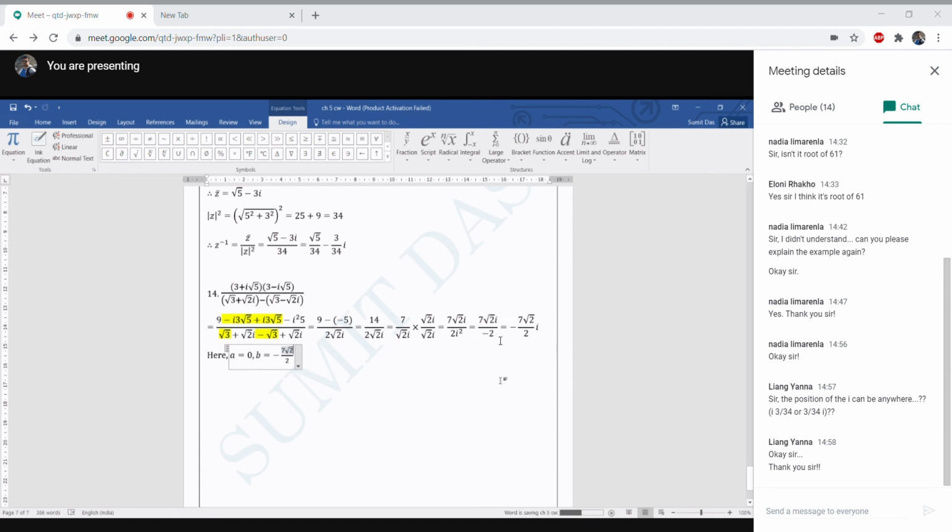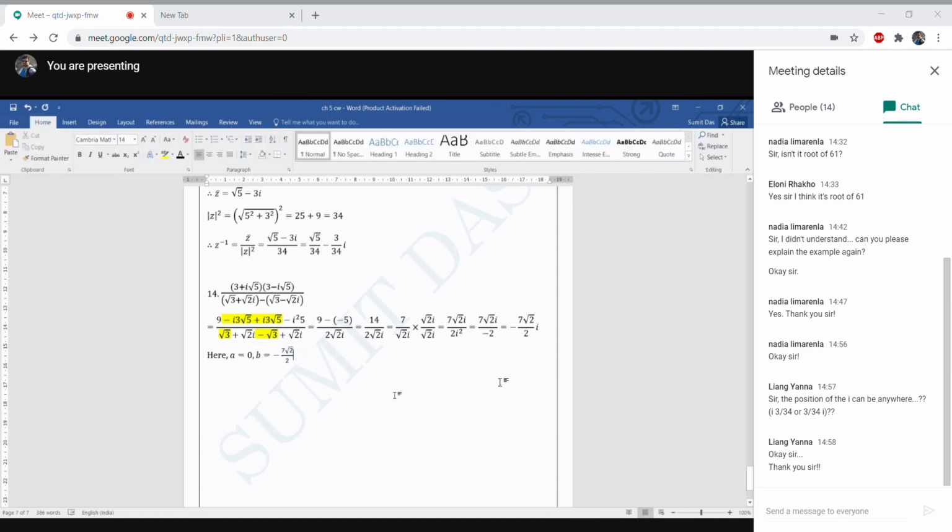Because we were asked to write in a plus ib form, where a is 0 and b is minus 7 root 2 by 2. Don't write i here because the b value already has i multiplied in. Understood? So this is the fact. This is the last question.